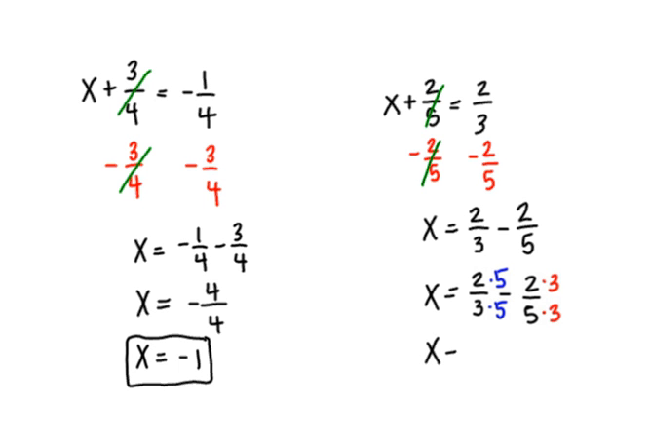So x equals 10/15 minus 6/15. I know that that gives me a 15th on the bottom. But across the top, it's 10 minus 6, and 10 minus 6 is 4. So my final answer for this one would be 4/15.